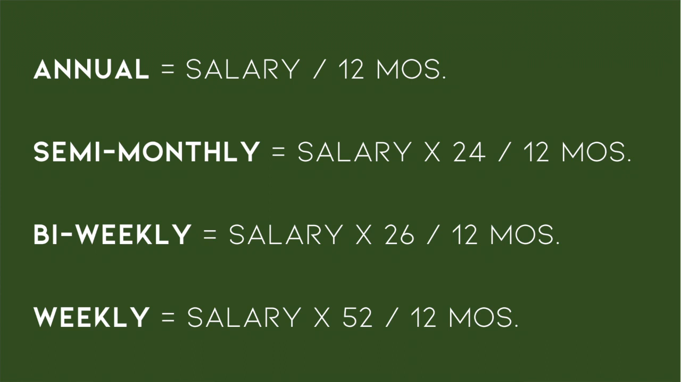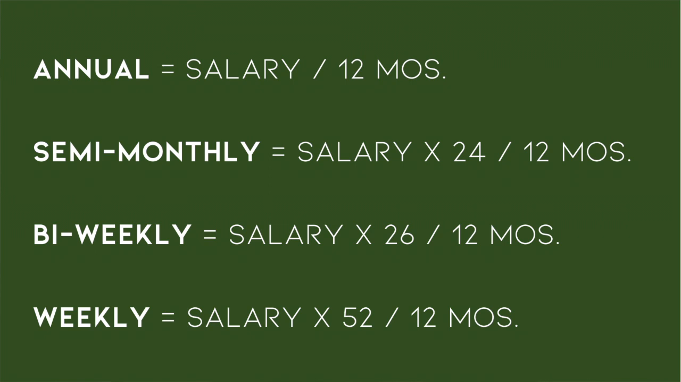For salary, you have four main items that you can get paid through: an annual amount, a semi-monthly amount, bi-weekly amount, and weekly amount. And as you can see on the screen, I've provided you with basic equations of how you can calculate your salary into a monthly application so we can use it for your monthly budget. So if you get paid an annual amount each year, you're going to take that salary amount and divide it by 12 months so you can see what you would get each month.